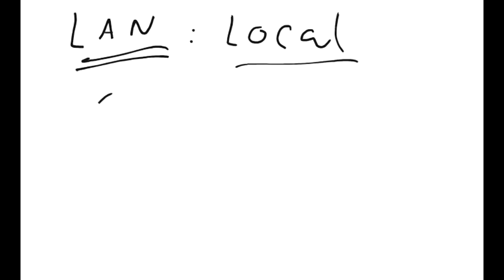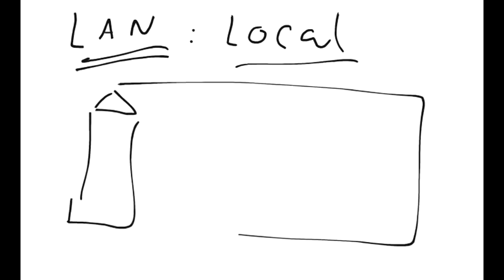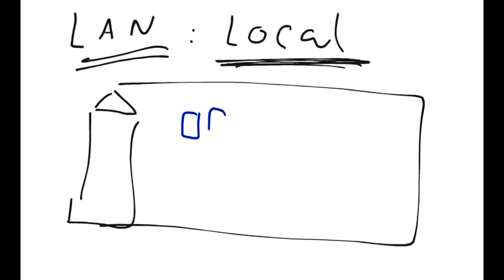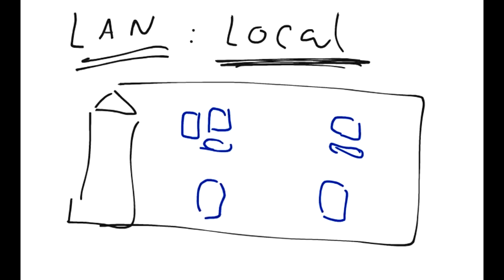For example, if you have a small network in your house, then you have got a local area network. Let us suppose we have got a desktop computer, and your brother has a laptop computer, your sister has a tablet, and your dad has a mobile phone.